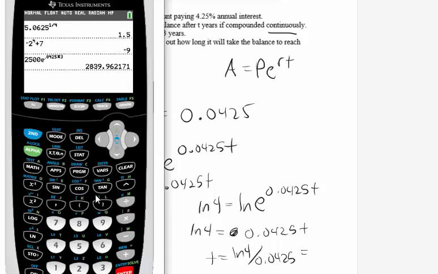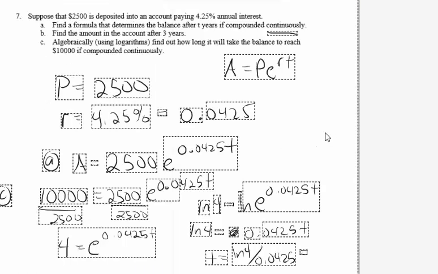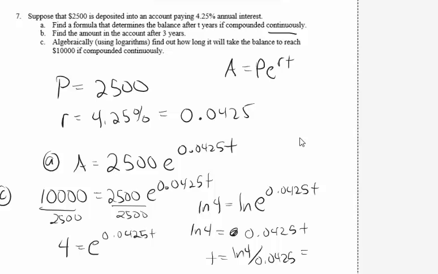And we can punch that in and see what we get, and that would be our answer in years. We round it off here. So we have natural log of 4 divided by 0.0425. And so about 33, let's take a decimal place, 32.6 years. So my final answer here to part C would be t is 32.6 years.